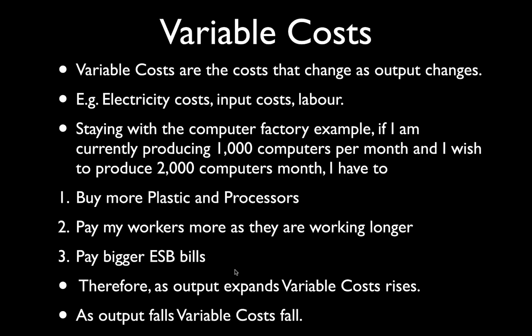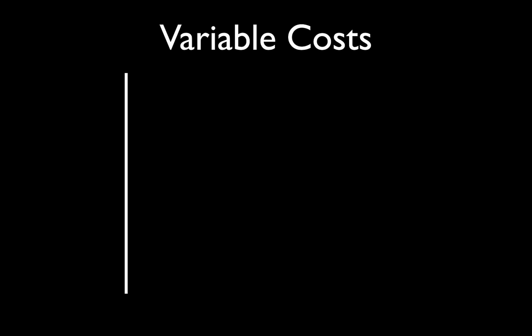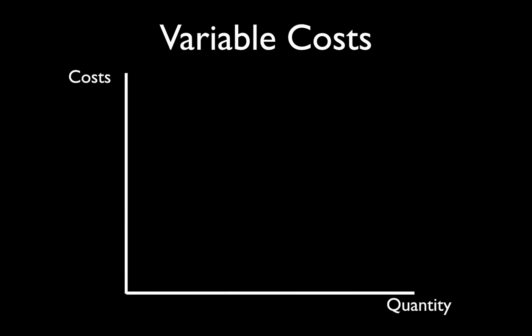So as output rises, this rise in output causes variable costs to rise, as output falls, this fall in output causes variable costs to fall. So again, drawing the exact same axes, okay? Costs on the y-axis, quantity on the x. This is the quantity that the firm is making on the x-axis. Now, I have drawn this as an upward sloping straight line. Later on, we will add a little bit of a curve here and there to it. Do not worry, it's the exact same principle.